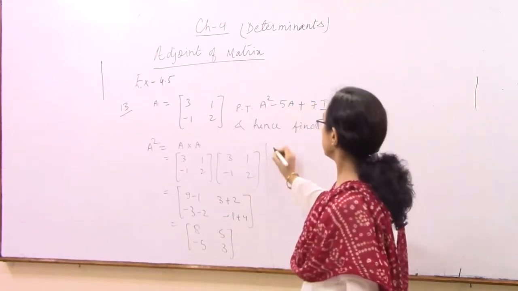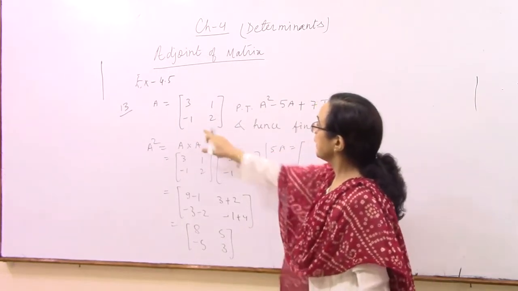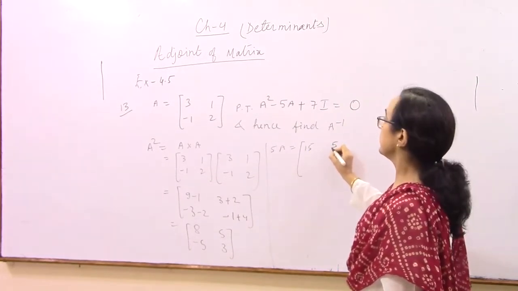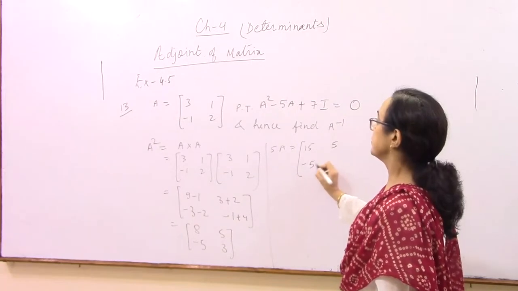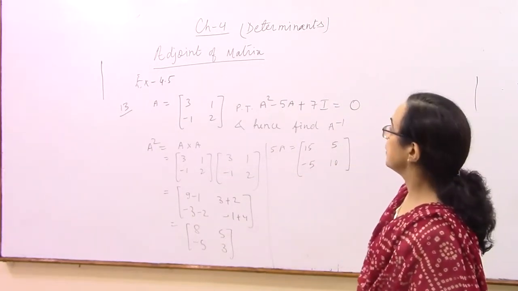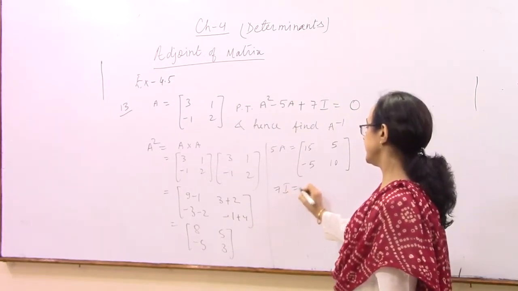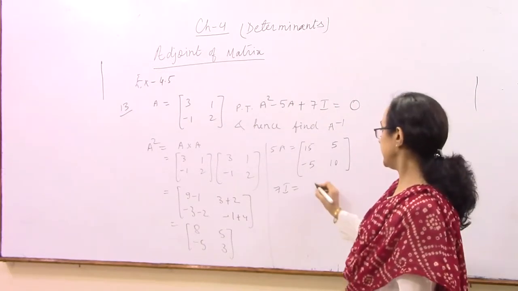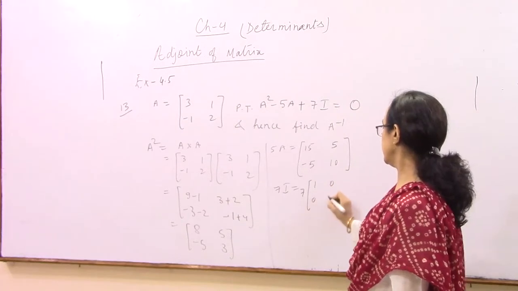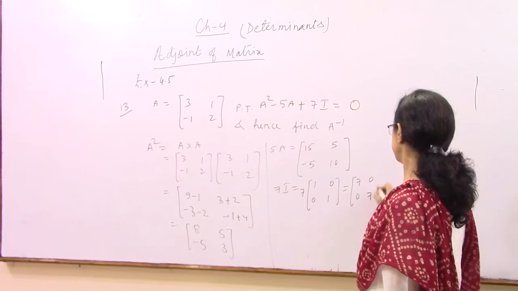Now 5A is this matrix multiplied by 5. Then we have [15, -5; 5, 10]. Then 7I. What is I? I is a unit matrix of order 2. Then 7 times [1, 0; 0, 1], that is equal to [7, 0; 0, 7].